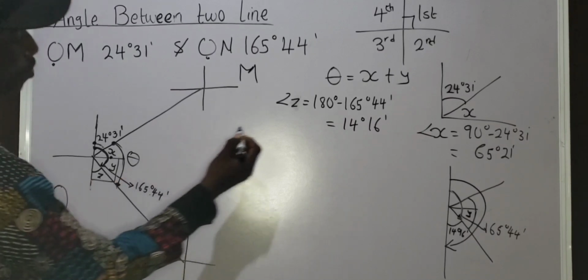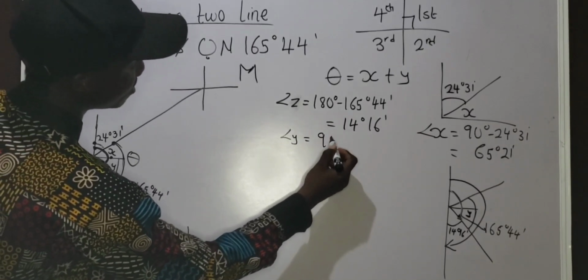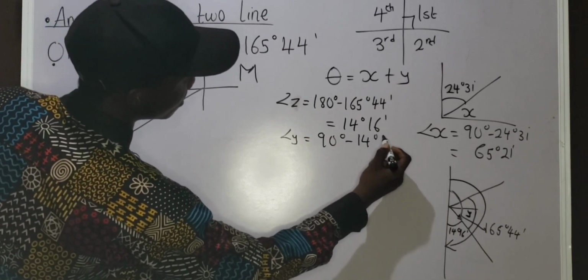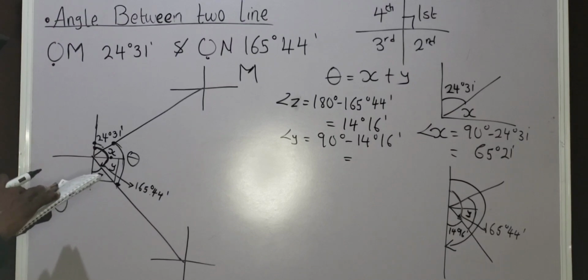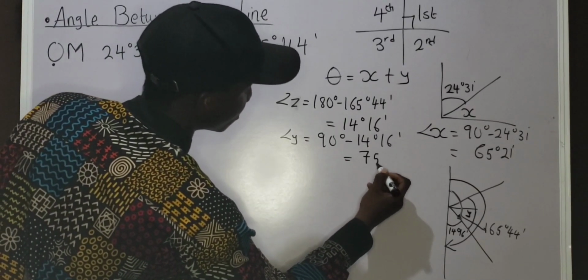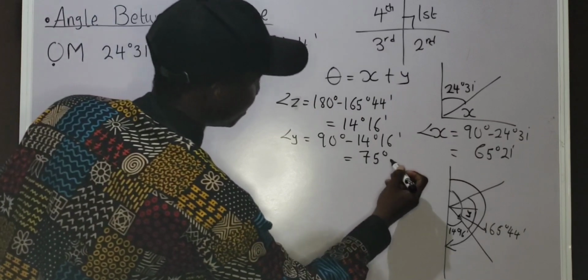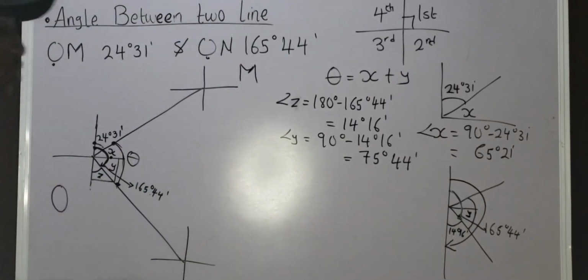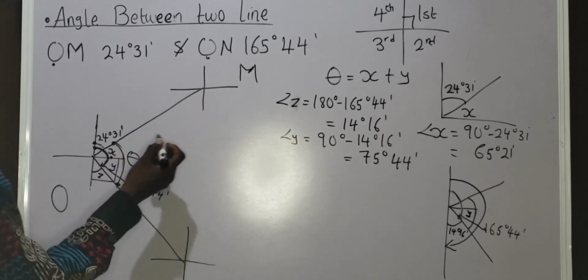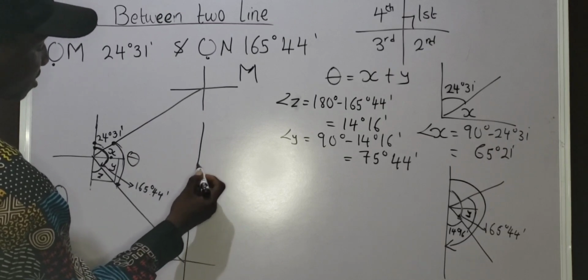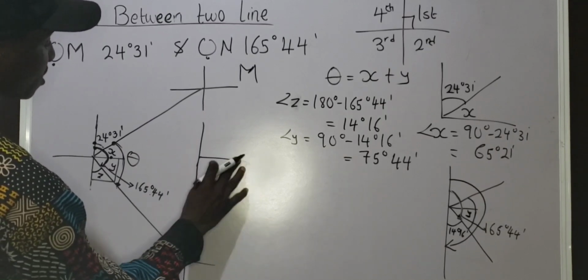To get the value of angle Y, I'm going to subtract 90 degree minus 14 degree, 16 minutes. If you punch your calculator, you're going to get 75 degree, 44 minutes. So the value of angle Y is 75 degree, 44 minutes. Please, do you understand what I just did? I don't want you to get confused, okay? The angle between line OM and line ON is what? Angle theta. Is that not it? Angle theta. Okay?